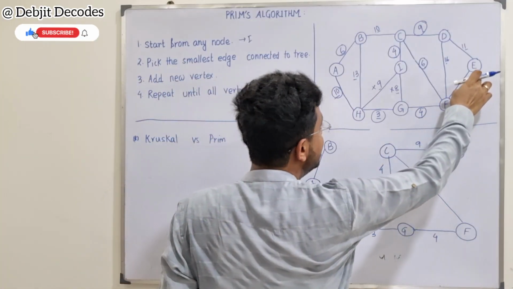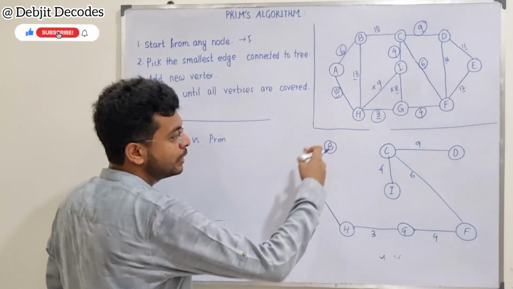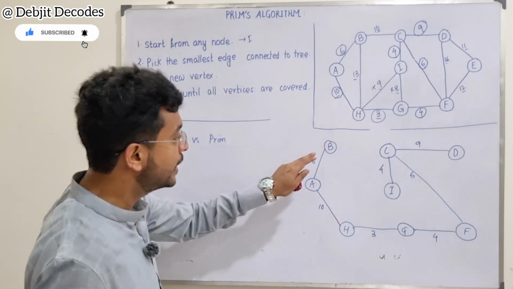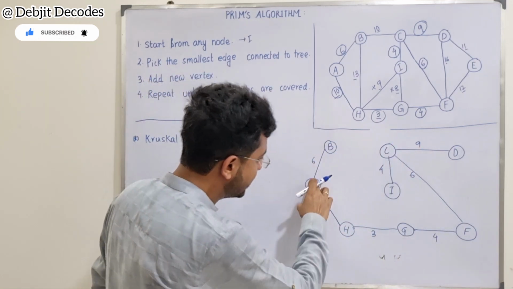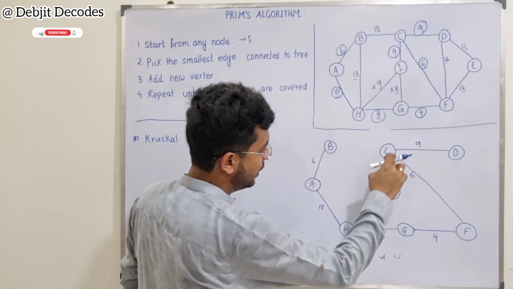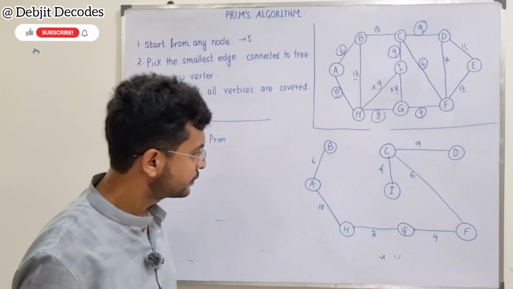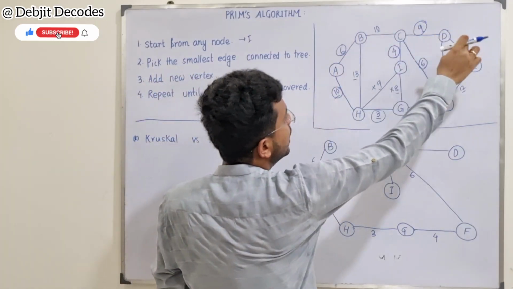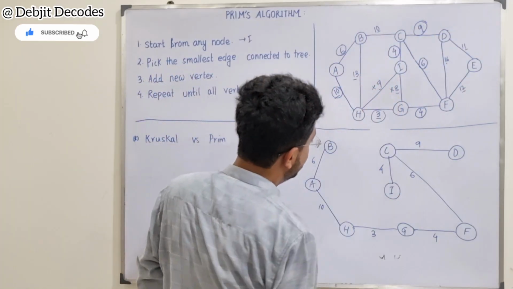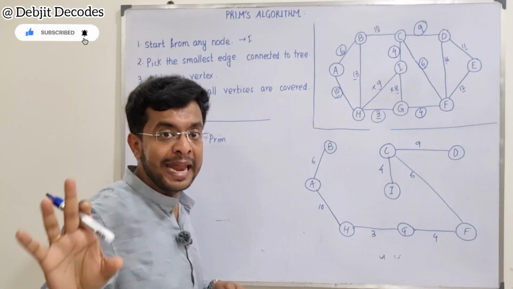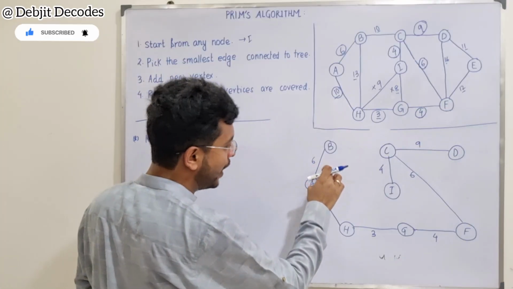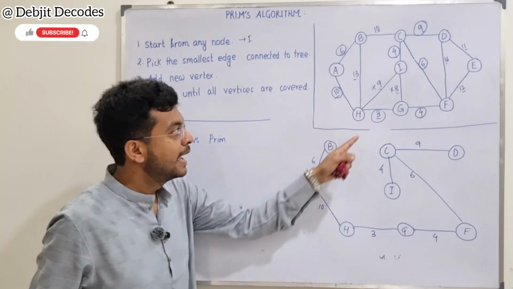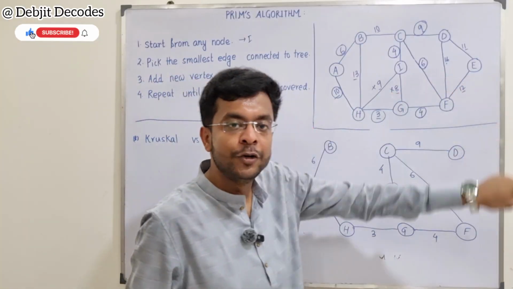So only this E is remaining. And there are total 8 edges, so there should be total 8 edges. But how many edges are there? 1, 2, 3, 4, 5, 6, 7. There are 7 edges. And one node is yet to be included.